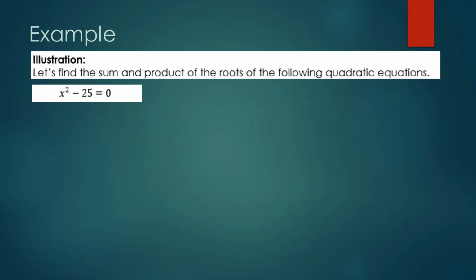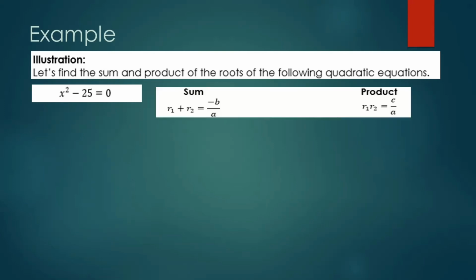So we have here the equation and we have here the formula. So first, to find the sum of the roots of our quadratic equation, we have the formula of negative b over a. So dahil sa ating formula, it consists again ng ating real numbers.